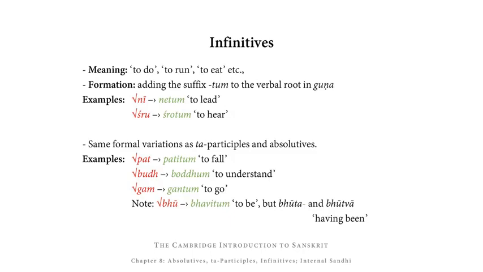Of bud, we have the same kind of buddha sandhi as we also saw in ta participles and absolutives. So, bud, the root ending in a voiced aspirate, causes the t of the tum to become voiced and aspirated itself, so to change into dhum, and then the voiced aspirate at the end of the root loses its aspiration, and so instead of budh, we have bud. And finally the root appears in guna, so we have bod plus dhum, giving us boddhum, to understand.